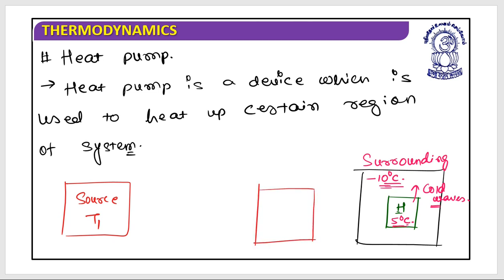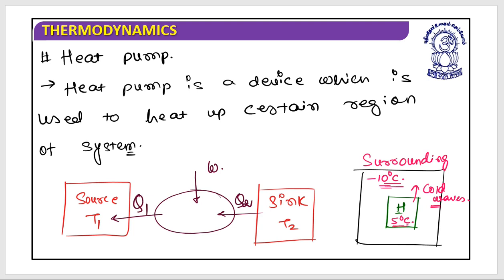This will be the sink, and this is at lower temperature T2, and this is the working substance. What you are going to do is absorb the energy Q2 over here, perform work on this, and you are going to have this energy Q1. So this is the situation. This is what we call a working substance.